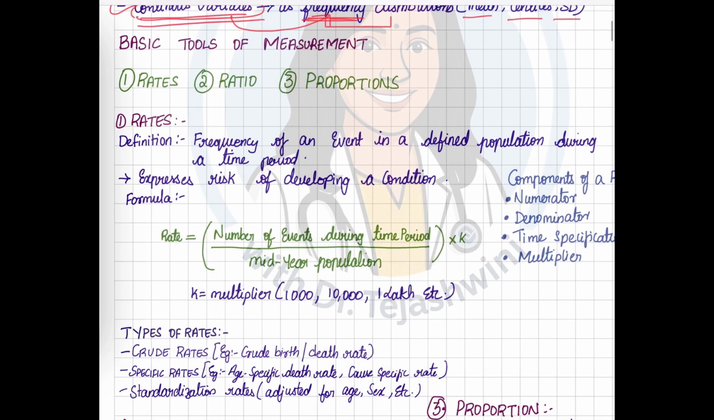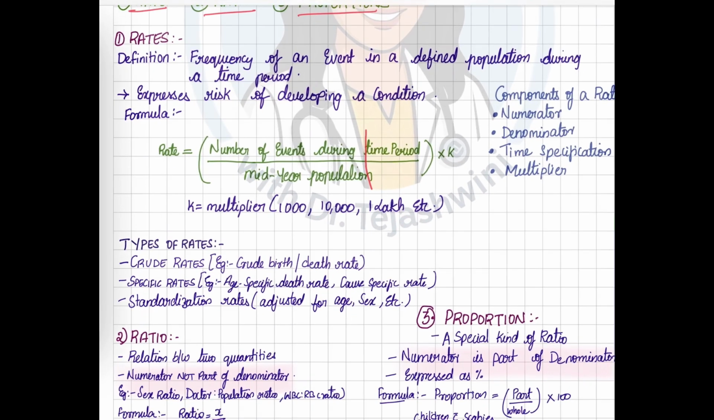Next, basic tools of measurement. They include rate, ratio, and proportion. Let us see what is rate. Rate is the frequency of an event in a defined population during a time period. Suppose accidents are occurring, this is the event, among college-going students from, say, 9 to 10 a.m. How many accidents are occurring among college-going students on a particular road from 9 to 10 a.m.? This is the rate of accidents.